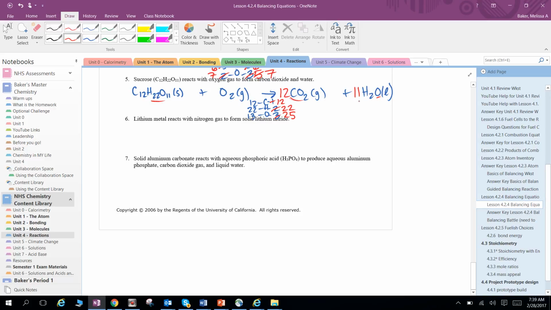Now I've got 24 plus 11, that's 35 oxygens. And on the left side, I've already got 11 there. That means I need 24 more. So if I throw a 12 in front of my O2, I've got 35 oxygens on each side. So my ending coefficients are 1, 12, 12, 11.